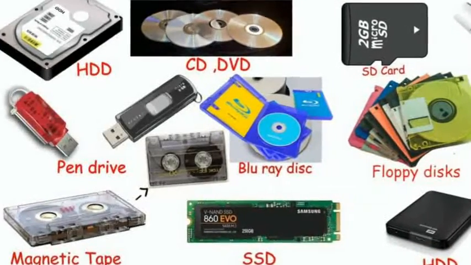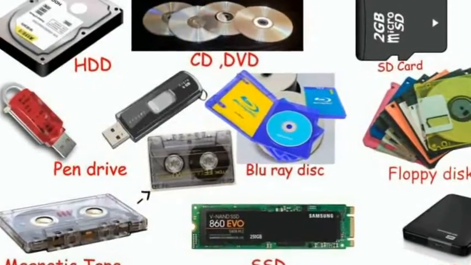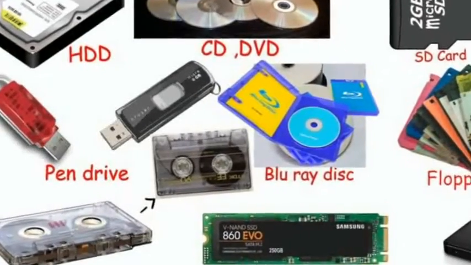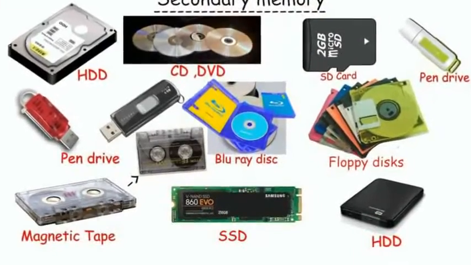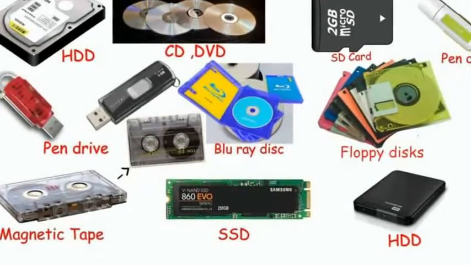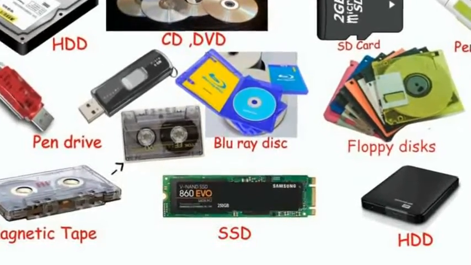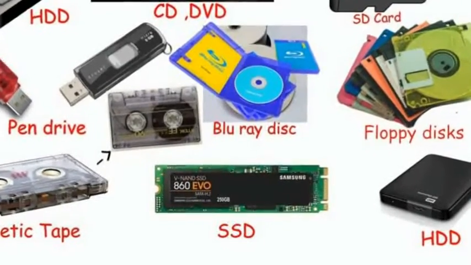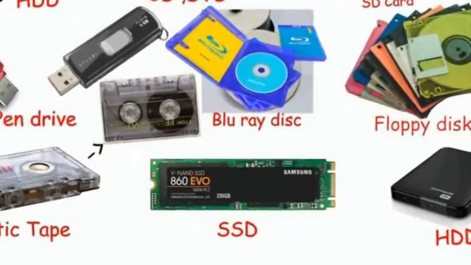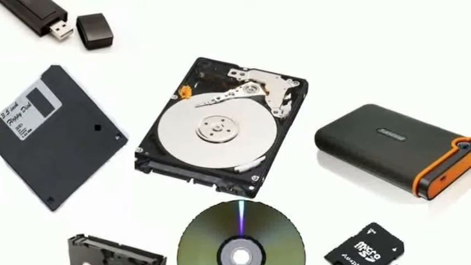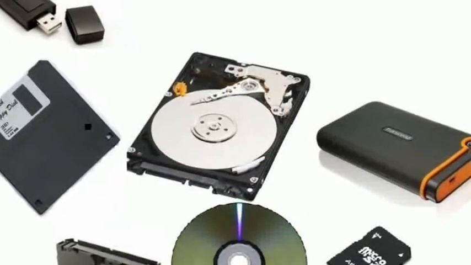So first let us talk about the hard disk. The hard disk drive is fixed inside the computer. A hard disk consists of a stack of disks on a common spindle, each surface of which is coated with magnetic material.